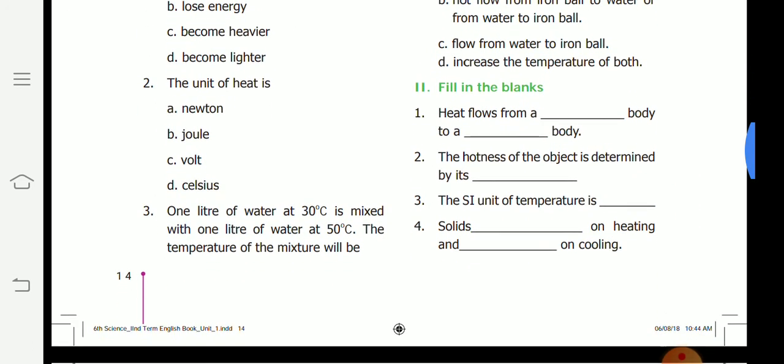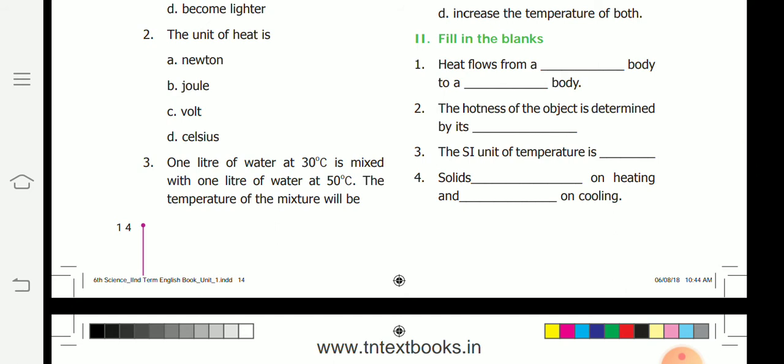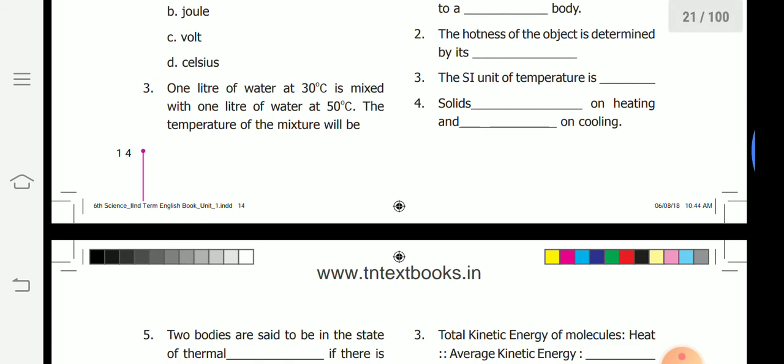Next one, fill in the blanks. The heat flows from a high temperature body to a low temperature body. Second one, the hotness of the object is determined by its temperature. Third one, the SI unit of temperature is Kelvin. Fourth one, solids expand on heating and contract on cooling. Yes, now finished this fill up.